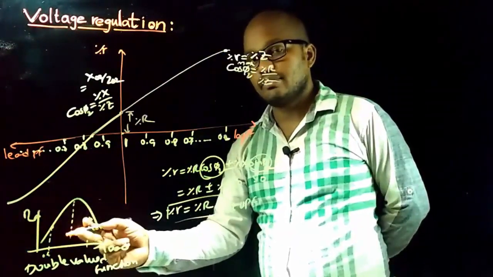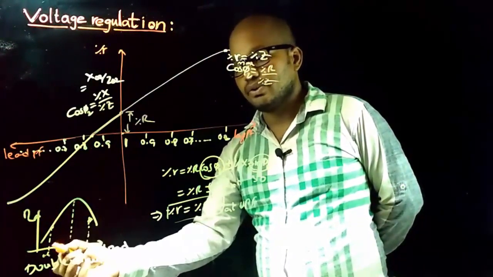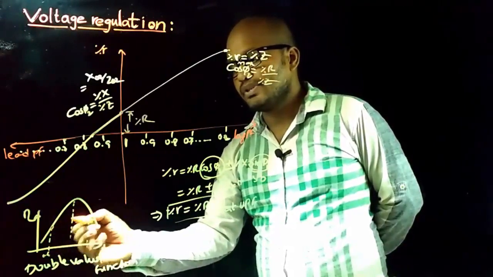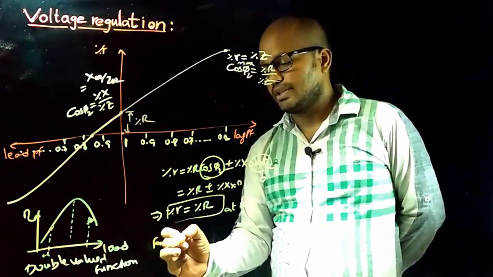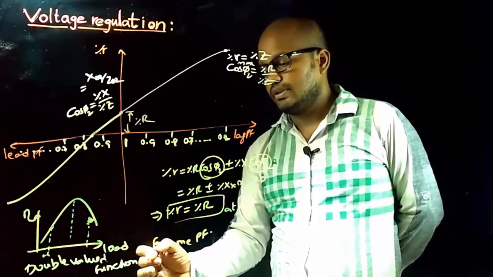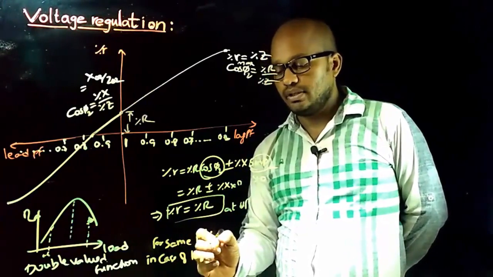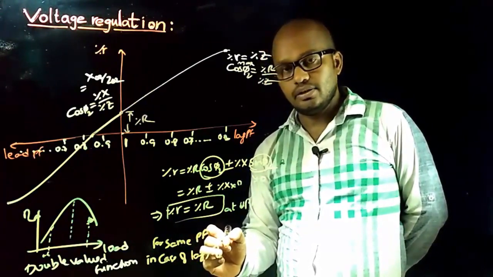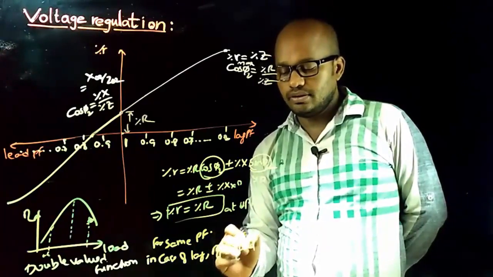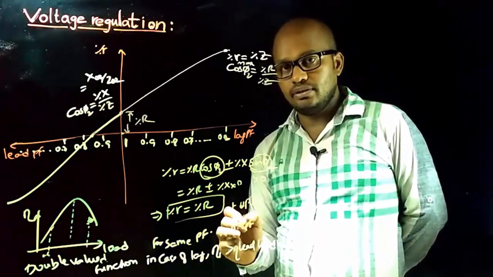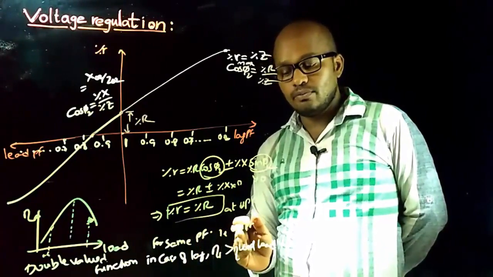The efficiency curve of a transformer is called a double valued function because for two different loads, the transformer will have the same efficiency. And one important point you must keep in mind here is that for the same power factor, in case of lagging loads, the efficiency is slightly more than the efficiency at leading loads. If suppose 0.9 is the power factor, then the efficiency at 0.9 lagging power factor is slightly more than the efficiency at 0.9 leading power factor.